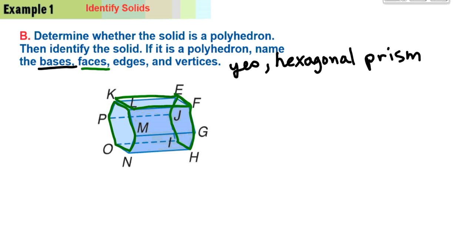KLFE, LMGF, MNHG, ONHI, POIJ, KPJE. Wow. And we still need to name the edges and the vertices, so we will do that next time.